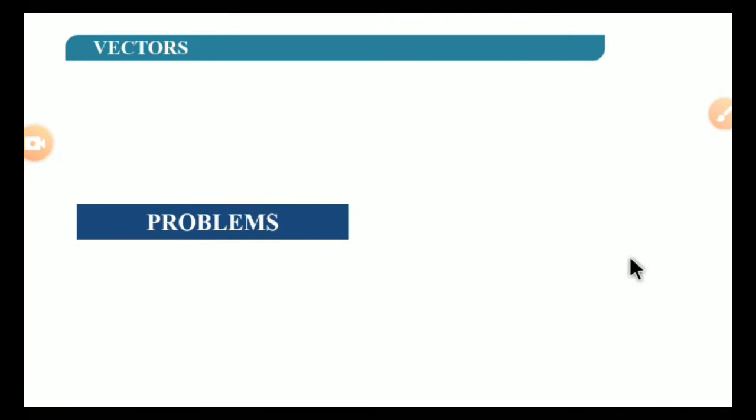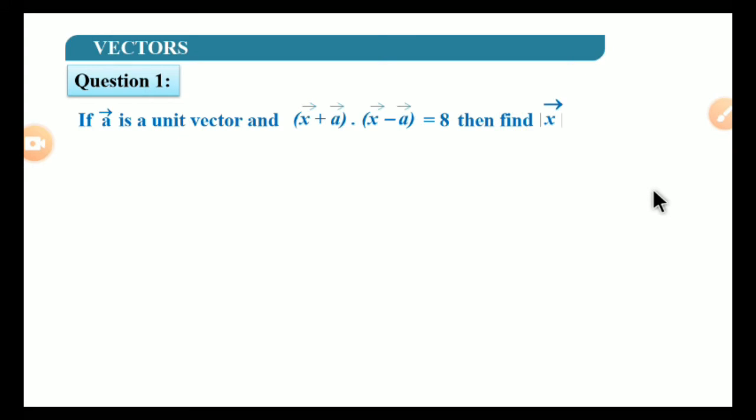Hello students, in this session we will solve some examples. Question number 1. If A is a unit vector and (x + A) · (x − A) is equal to 8, then find the magnitude of vector x.